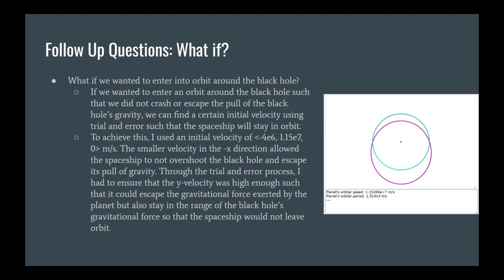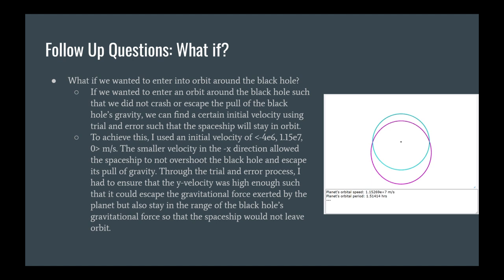So if we wanted to enter an orbit around the black hole, such that we did not crash or escape the pull of gravity, we can find a certain initial velocity using trial and error, and to achieve this, I found one as negative 4 times 10 to the 6 and 1.15 times 10 to the 7.